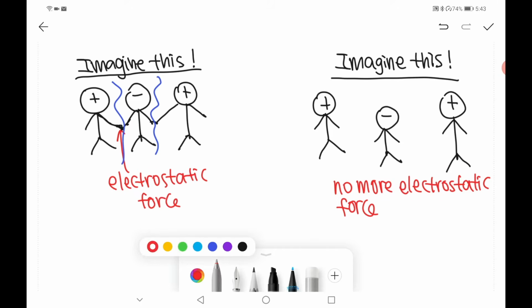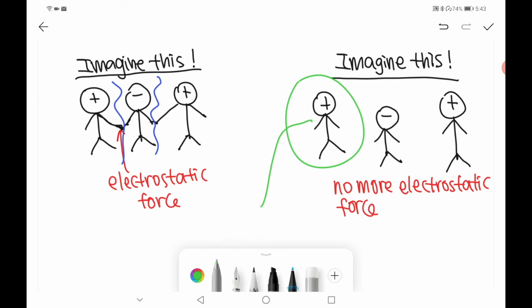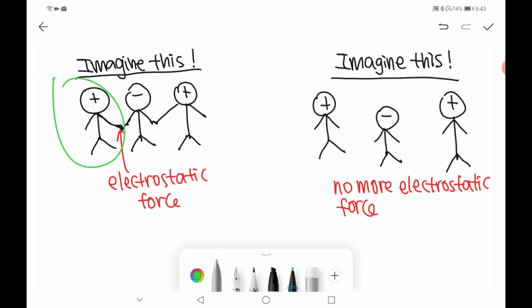So if this guy wants to move, can or cannot? Can, because no one is pulling this guy, no one is holding his hand. He can go any place. But just now, let's say this guy, can you move? Cannot, because when this guy wants to move, this fella will pull his hand. So he cannot move freely. So this is the one.